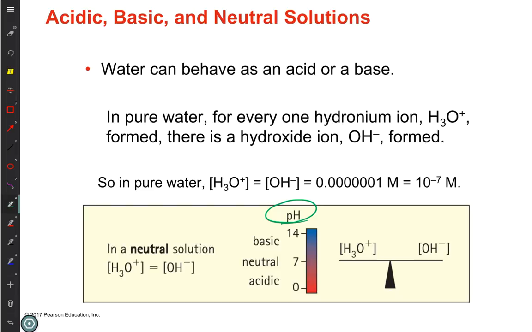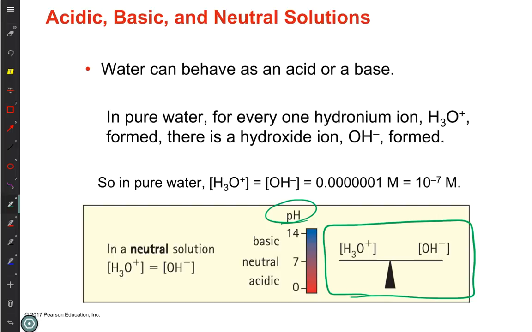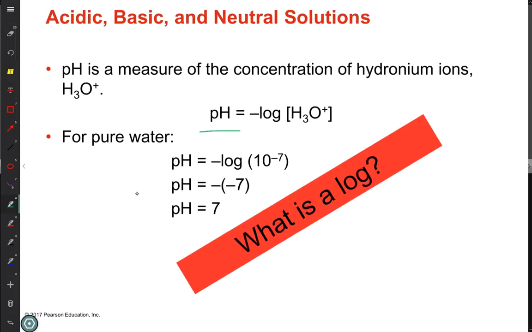And if you have something that's balanced, like water, then it should have the same concentration as water. So this scale here is showing us it's balanced. We have the same concentration of OH minus as we have of H3O plus. And we call that neutral. And notice the concentration is 10 to the minus 7. So how do we get the pH from that? The pH is defined with this equation.